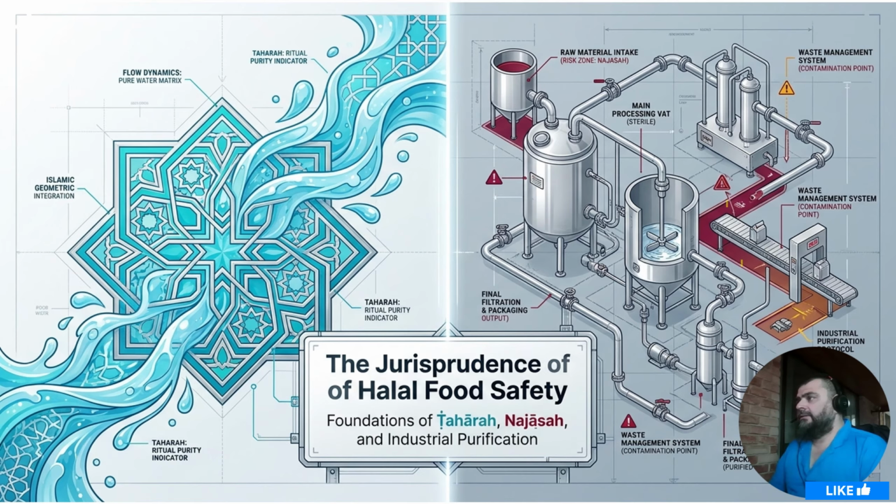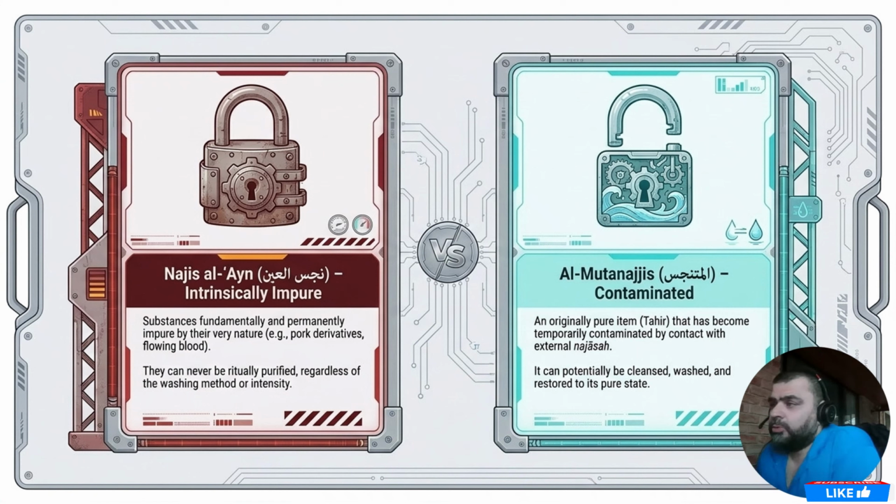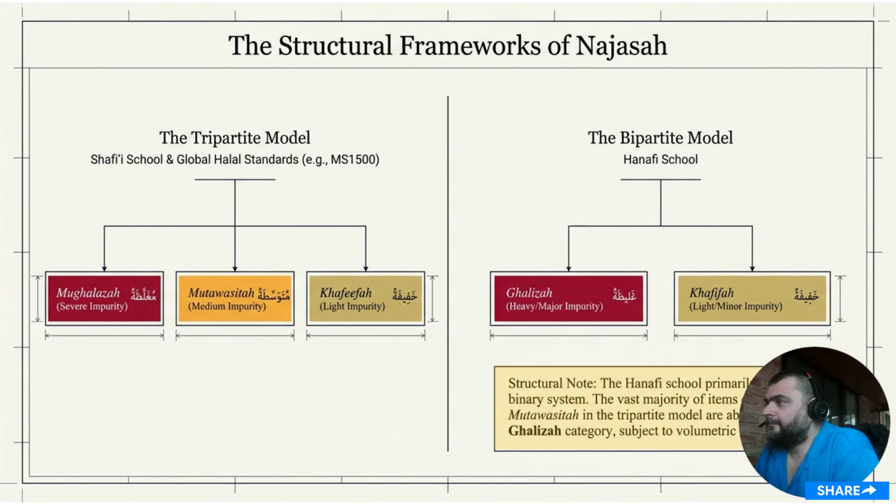We discussed that najasa could be of two types. One is najisul ain, which is impurity in itself, and the other one is mutanajjis, which is basically contaminated because of coming in contact with something najis. This is something that we have already discussed and studied.